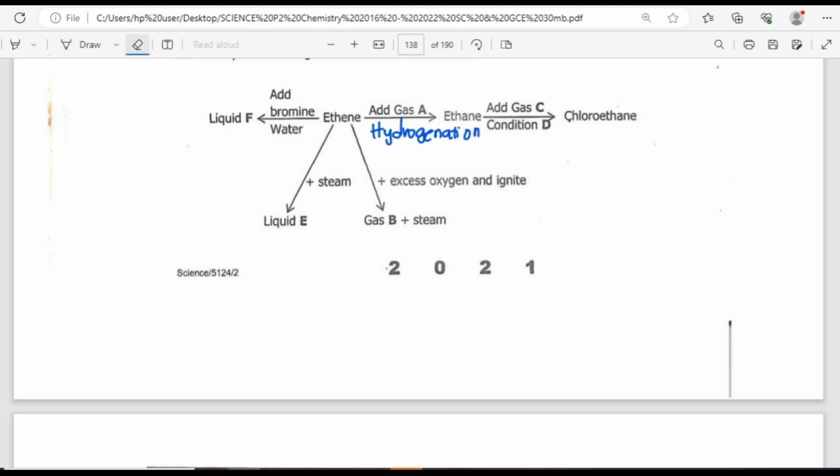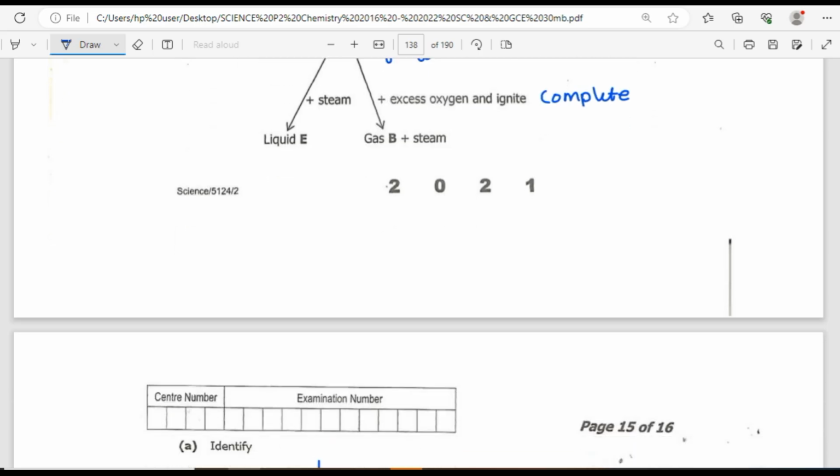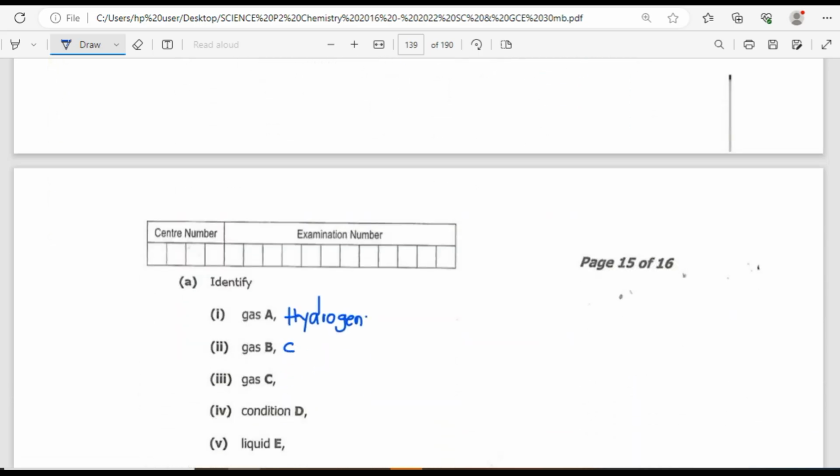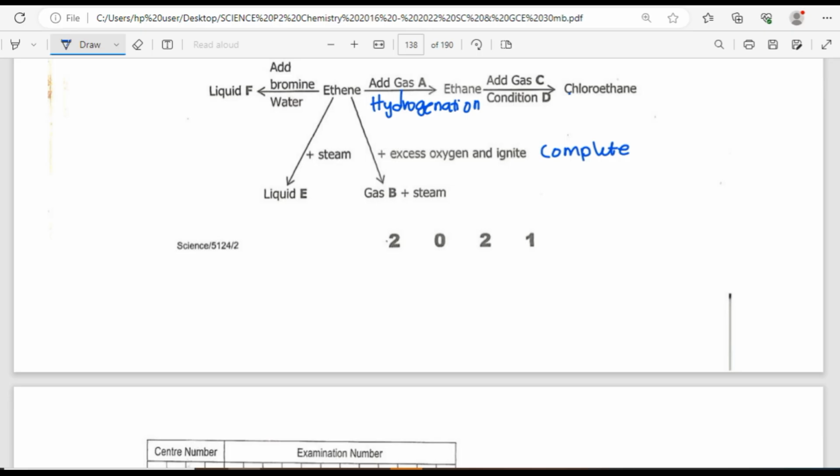So what gas is produced whenever you add excess oxygen and ignite to ethene? So this is now combustion. What are the products of combustion? Complete combustion gives us carbon dioxide plus water, which is steam. So gas B is carbon dioxide. Then gas C is chlorine, from the word chloro.